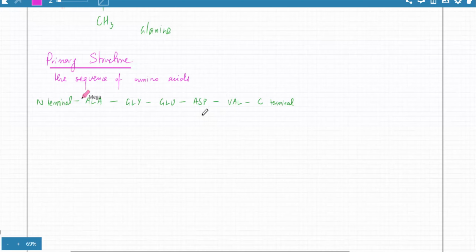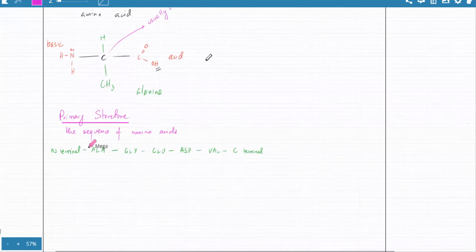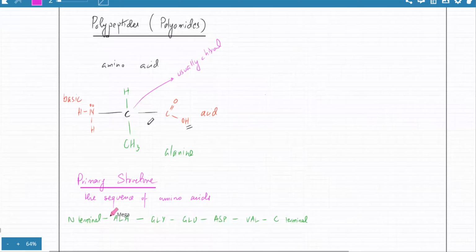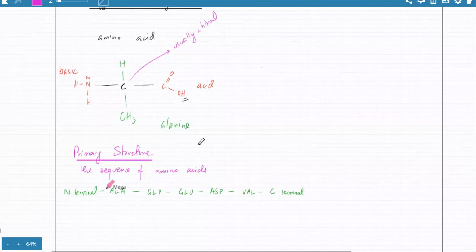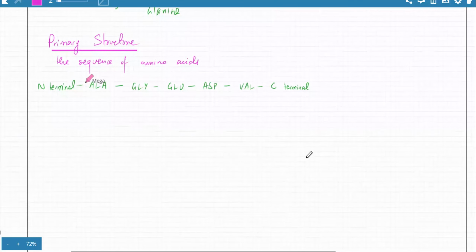Now, the N and C terminals are simply the way you're going to put the amino acid. An amino acid has a basic group on one side and an acidic group on the other side. It has a carboxylic acid group and an amine group on the two sides. The molecule could be put the other way around as well. Like the carboxylic acid might be facing the left side and the amine group would be facing on the right side. That would create confusion. So just to not have confusion, the NH2 part is always kept on the left side. That's the N terminal side.